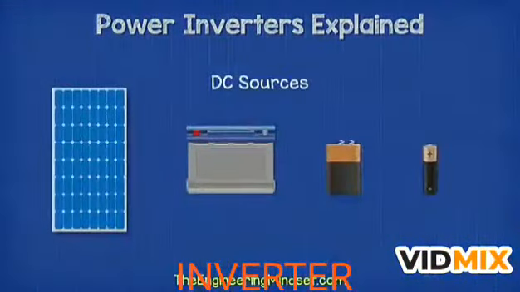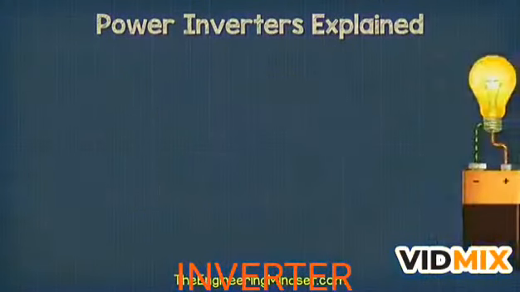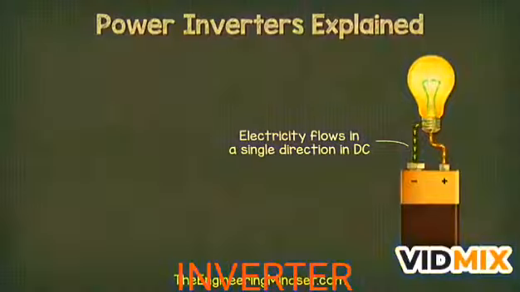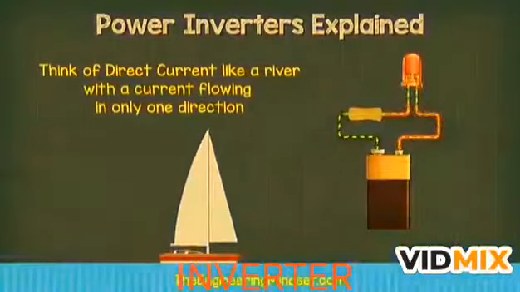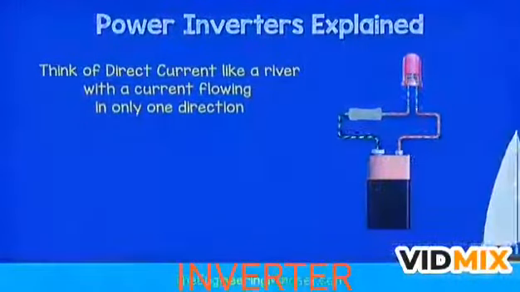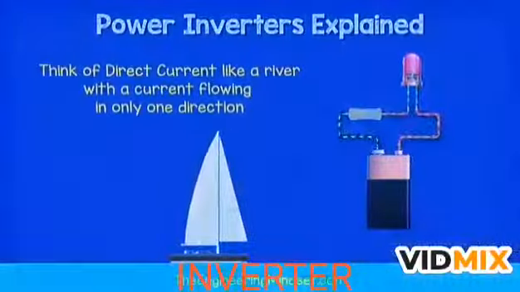The electricity from solar panels and batteries is known as DC electricity. That's because this type of electricity flows in just one single direction. It flows from one terminal directly to the other terminal. If we reverse the battery, the electrons flow in the opposite direction. You can think of DC electricity like a river, with the current of water flowing in just a single direction.